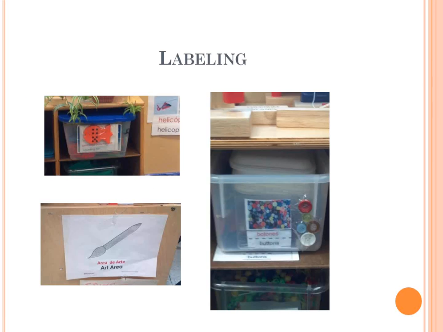Here are some examples of labeling. You have an actual object, a drawing, a photo, and written words.